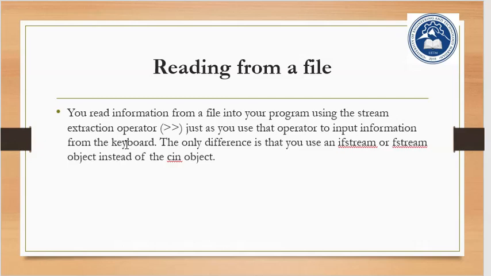You read information from a file. They are talking about the cin and cout operators, the insertion operator and extraction operator, so you can also use them in streaming. You read information from a file into your program using the stream extraction operator, just as you use that operator to input information from the keyboard. The only difference is that you use an ifstream or fstream object instead of the cin object. So basically they are talking about the cin and cout that you can use instead.